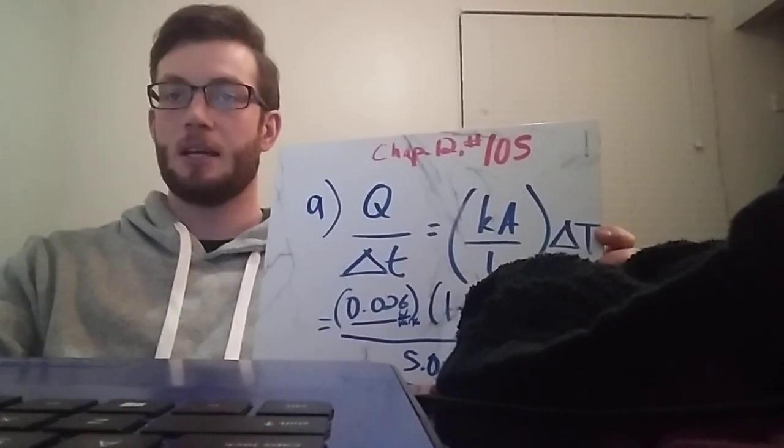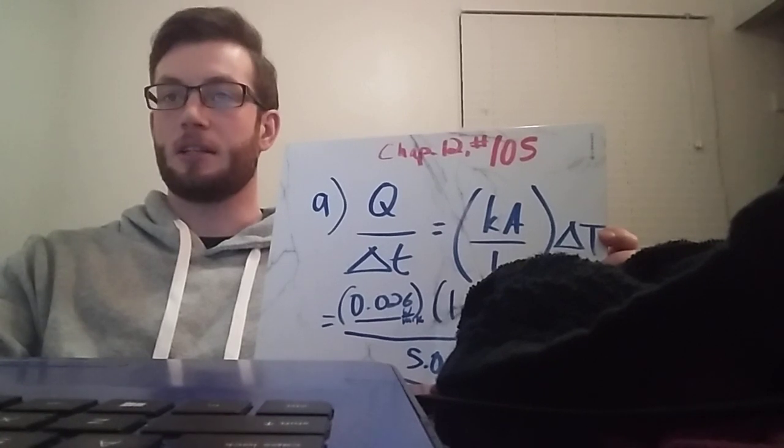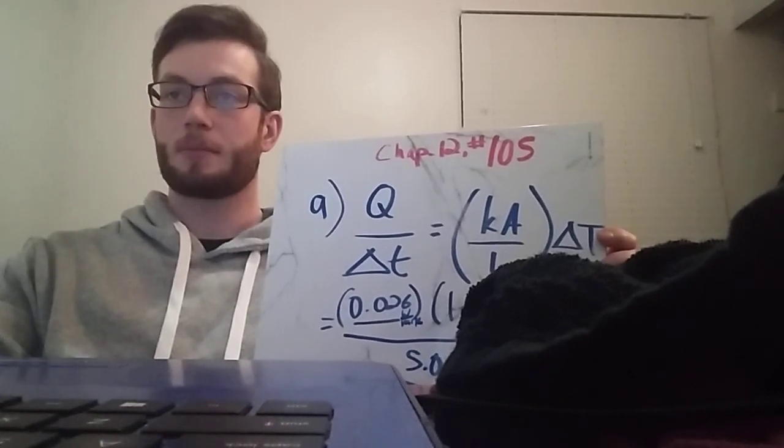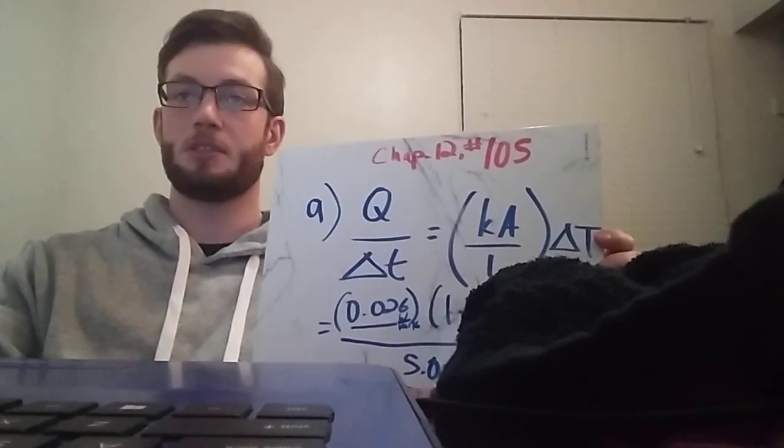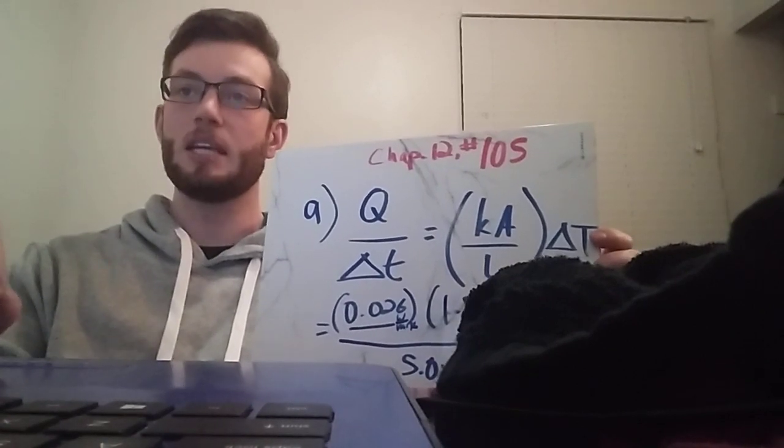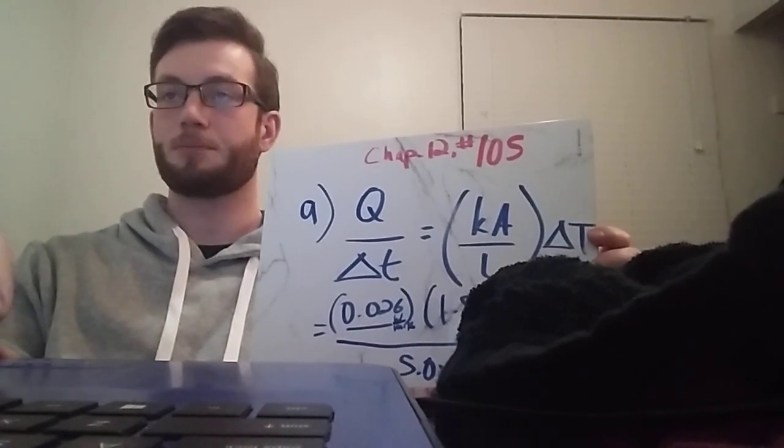Part A then asks, there is a dead air layer next to your skin that acts as insulation. If the dead air layer is 5 millimeters thick, what is the person's rate of heat loss by conduction?